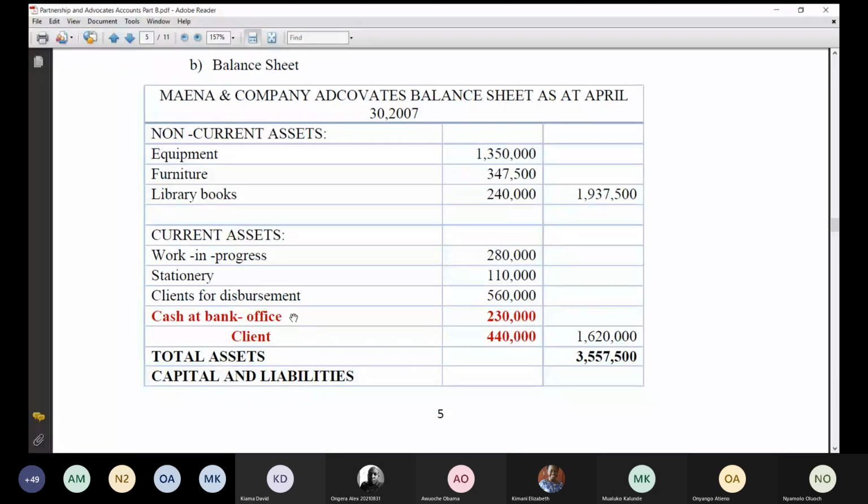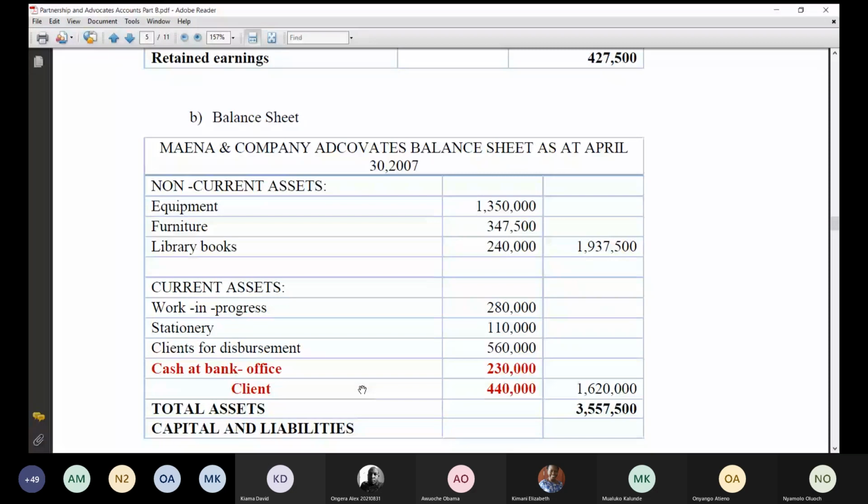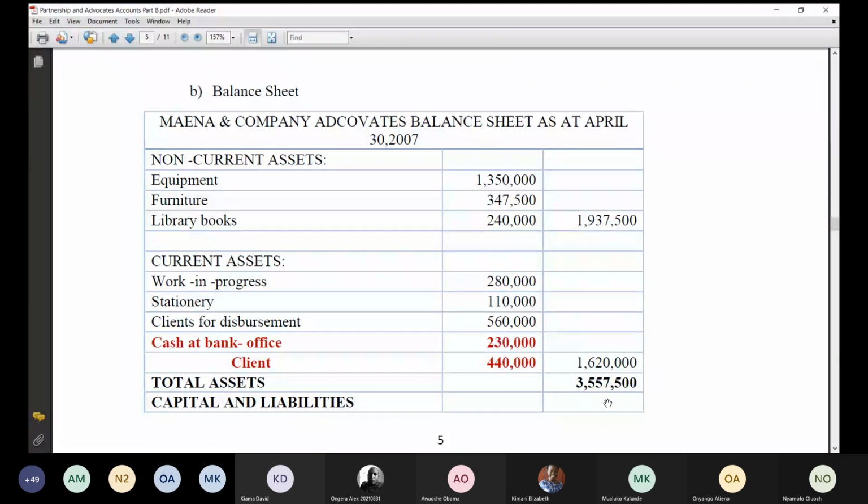Your current assets, you will be having your closing work in progress. That is something that you can pick very quickly because it is down there in the additional information. Stationery, 110. The disbursements for clients. You remember when I showed you the client account and there was that figure that I highlighted in red, the disbursements to client on the client account. It is an asset for us because these are amounts that we have paid on behalf of our clients.